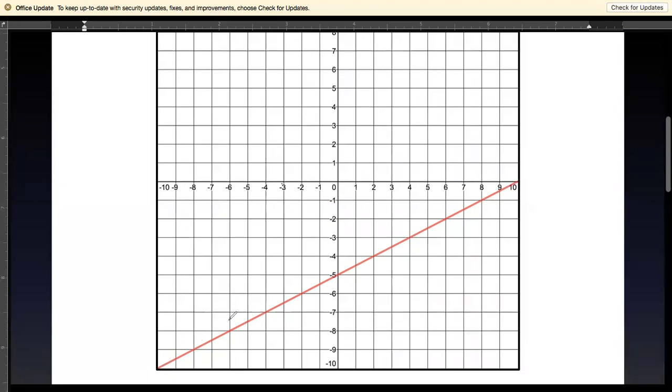So this line is going up. If I was walking on top of this line, I'm going up a hill. Okay, that's how I always think about it. All right, so my slope is positive.